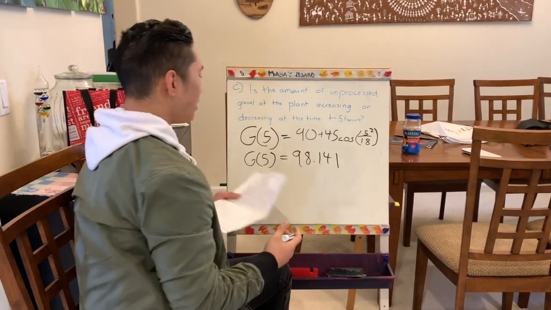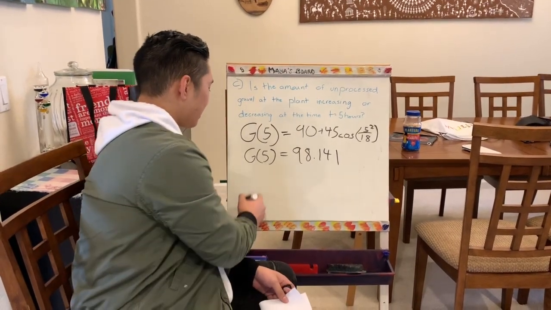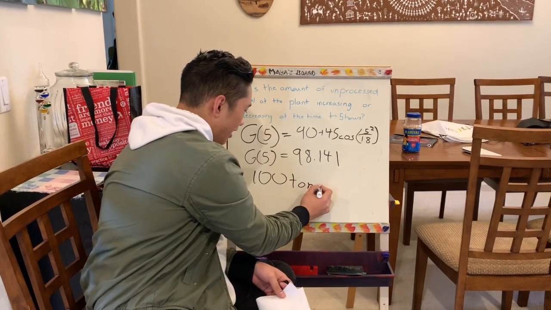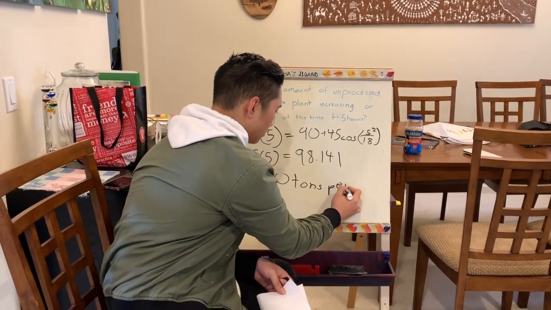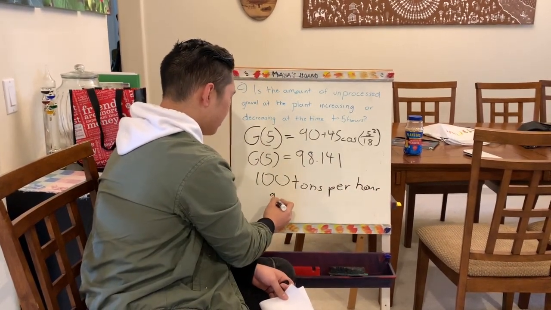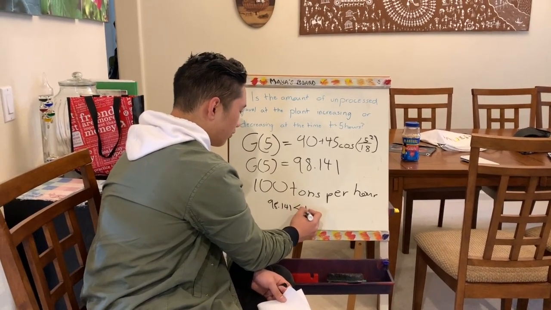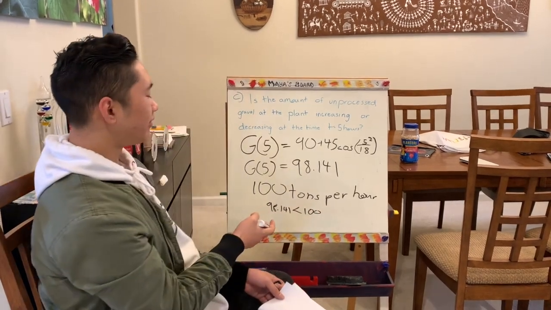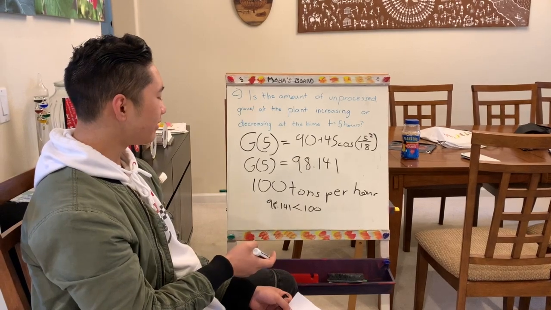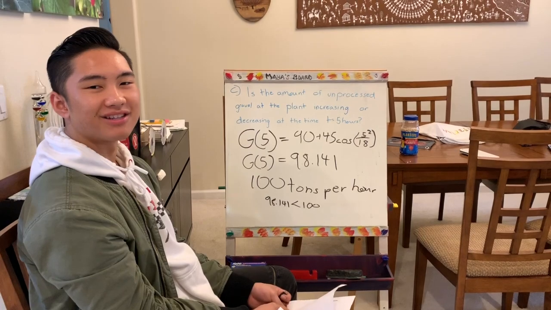98.141. Then you look back at the original problem and see that the gravel is being processed at a rate of 100 tons per hour. And if you compare 98.141 to 100, you would see that the rate at which the gravel is being processed is greater than the rate at which it's arriving, which would show a decreasing amount of gravel in the plant.